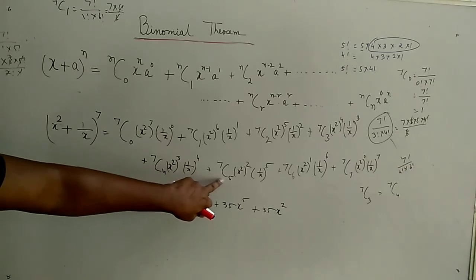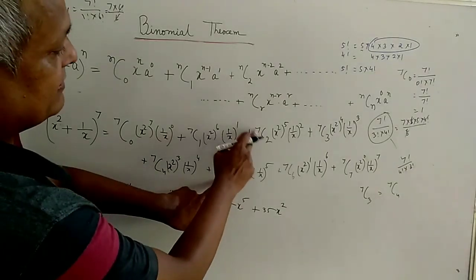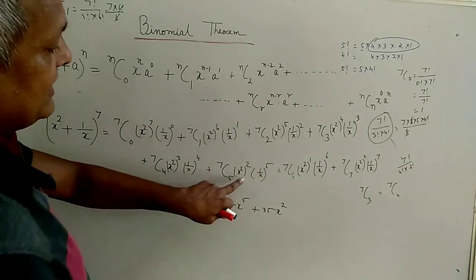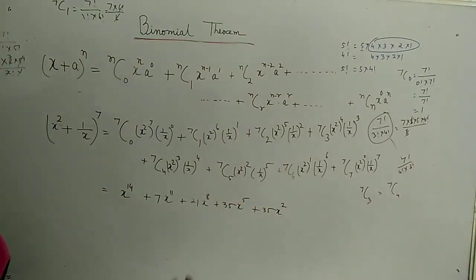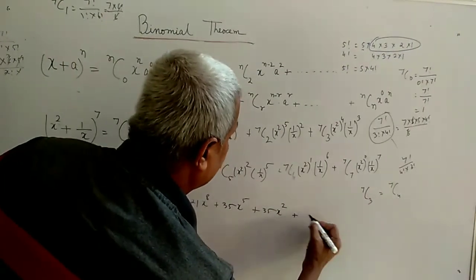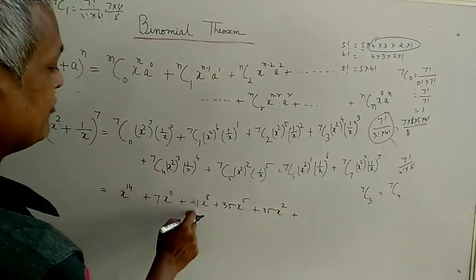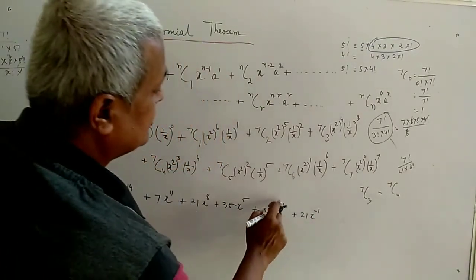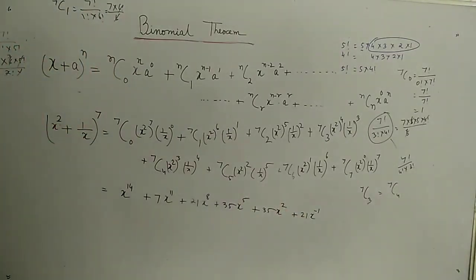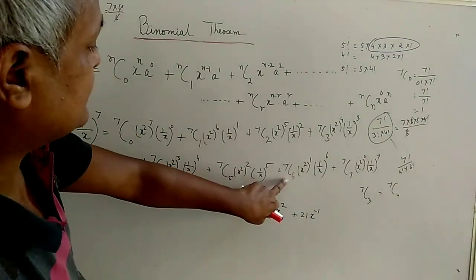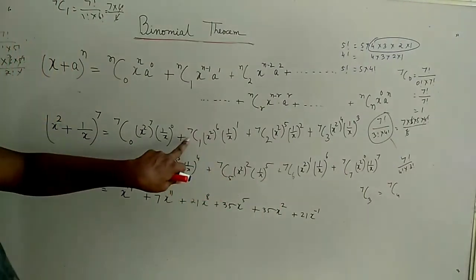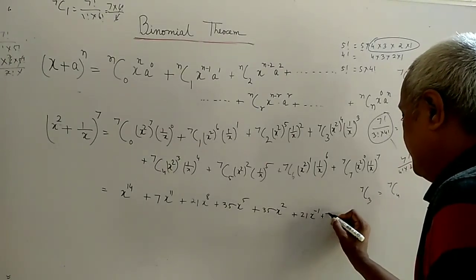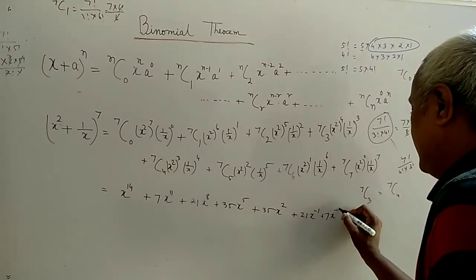7C5 will be very much like 7C2: 7 minus 2 is 5, 7 minus 5 is 2. So 7C5 is 7C2, and 7C5 will be 21. So this is 21x to the power minus 1, since 2 and then minus 3 will become minus 1. Then you have 7C6. 7C6 will be just like 7C1, that is 7. So plus 7, and this will be x to the power minus 4.